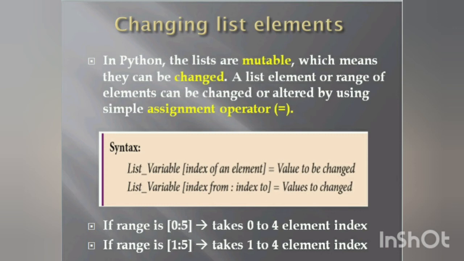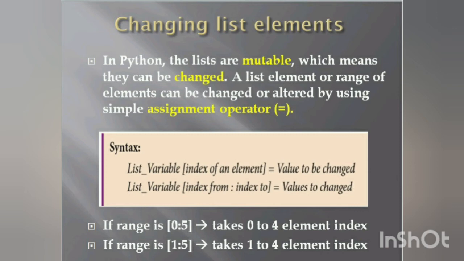Suppose you want to change a range of elements, from the second element to the fourth element. If you are going to change or alter any range of elements, you have to follow the second syntax. Here, the first syntax is: list variable, then within the square bracket the index of an element, equal to, this is an assignment operator, value to be changed.